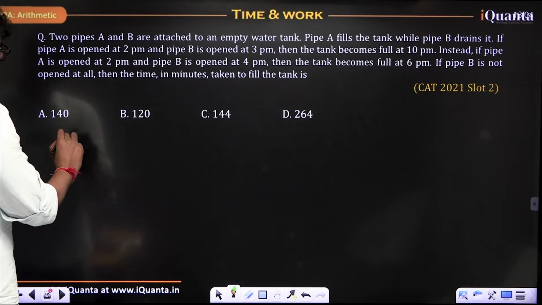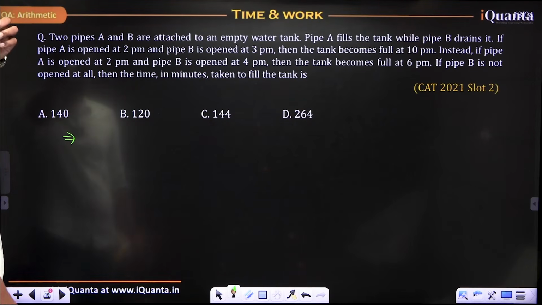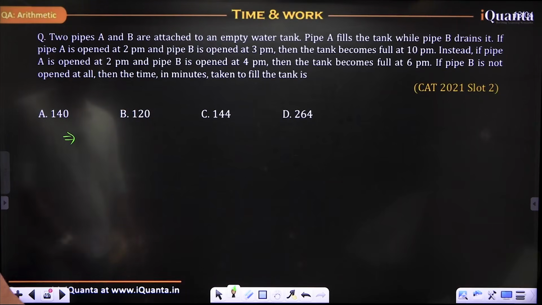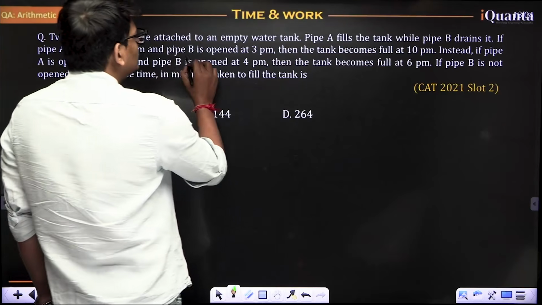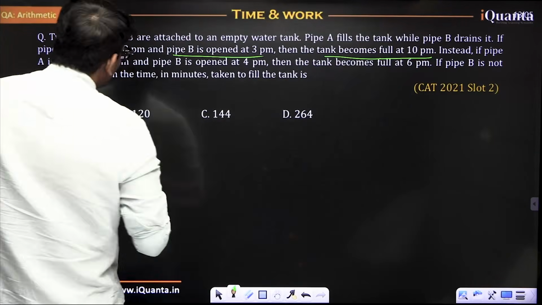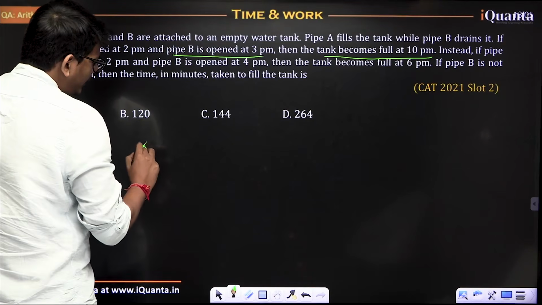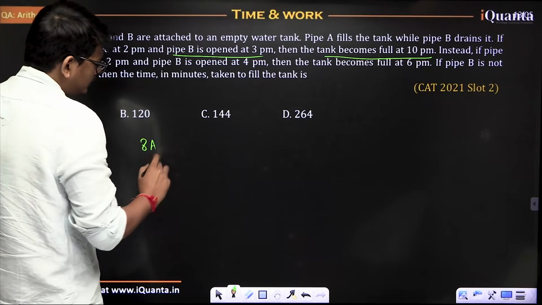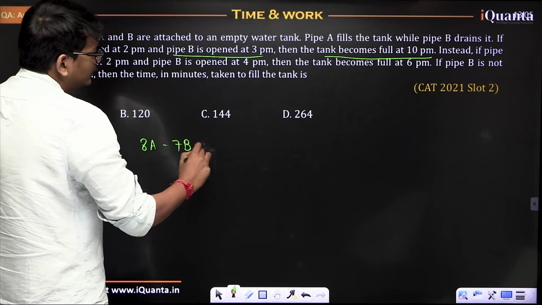Next is: two pipes A and B are attached to an empty water tank. Pipe A fills the tank while pipe B drains. Okay? One is doing positive, another will be doing negative. If pipe A is opened at 2 p.m. and pipe B is opened at 3 p.m., the tank becomes full at 10 p.m. So pipe A must have worked for 8 hours. So 8A. Pipe B must have worked for 7 hours, minus 7B, you can say.